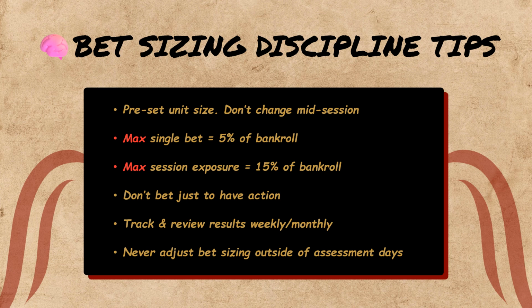Now, let's talk about the 5 and 15% bankroll rule. Never bet more than 5% of your bankroll on a single wager, and never have more than 15% of your entire bankroll tied up in one betting session. It doesn't matter if you're using fixed betting, percentage betting, Paroli, or even the Kelly criterion. These limits apply across the board. No exceptions. Because once you go past those limits, you're not managing the bankroll, you're playing roulette with your bankroll's future.